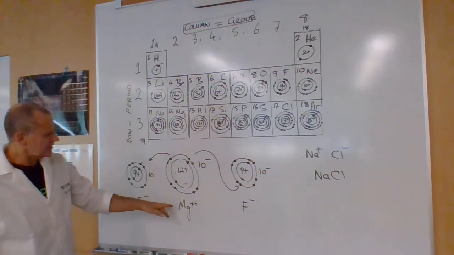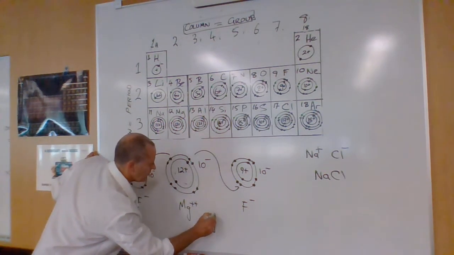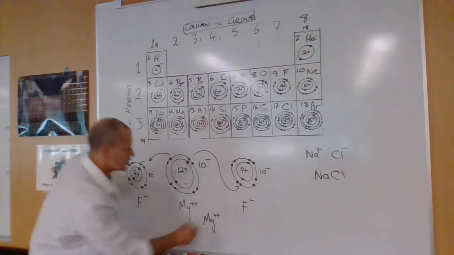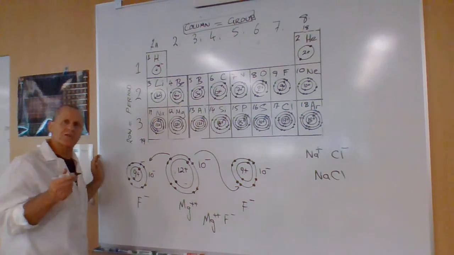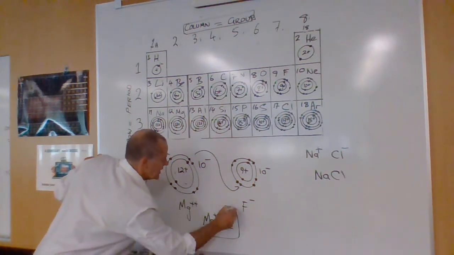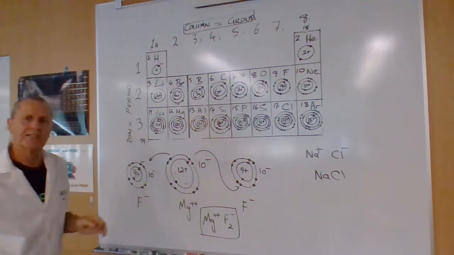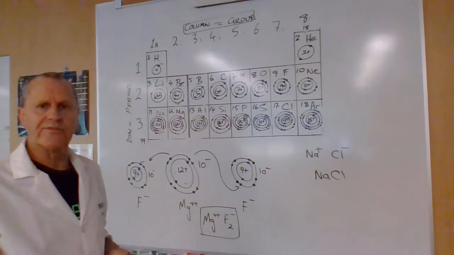Now, here we have a different thing. We've got one magnesium and two fluorides. And in order to show that, we put a subscript 2 there. So magnesium fluoride is MgF2.